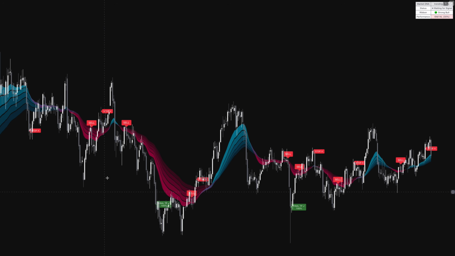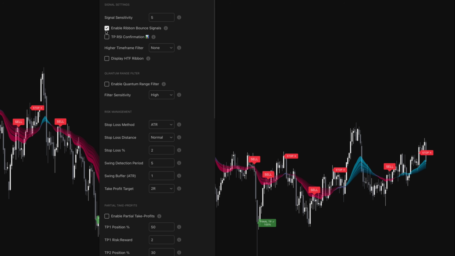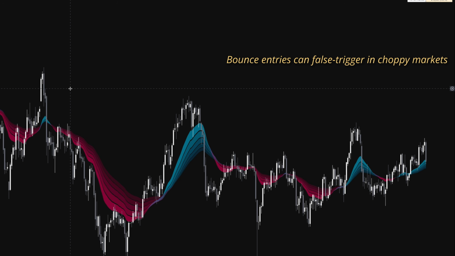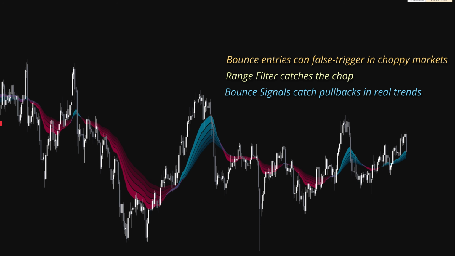Worth mentioning, if you're using ribbon bounce signals, consider enabling range filter alongside it. Bounce entries rely on trending conditions, but they can false trigger when price is just chopping around the ribbon without real direction. Range filter catches the chop, bounce signals catch the pullbacks in real trends.